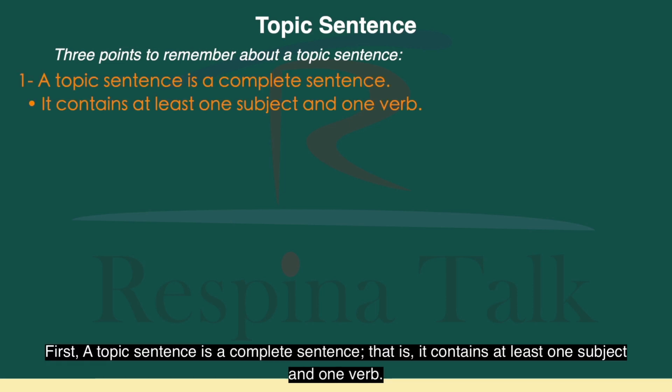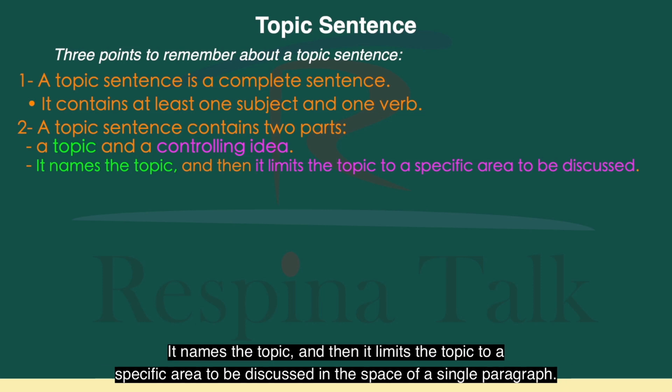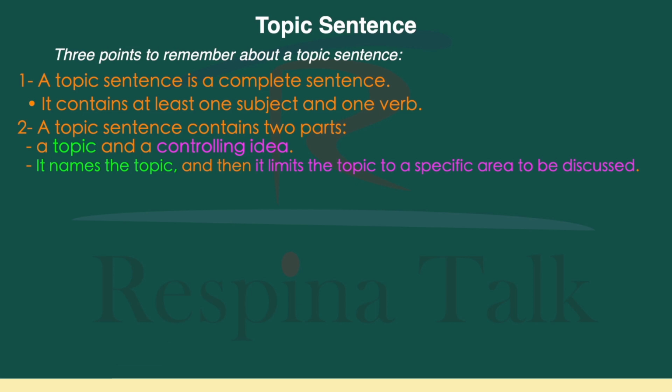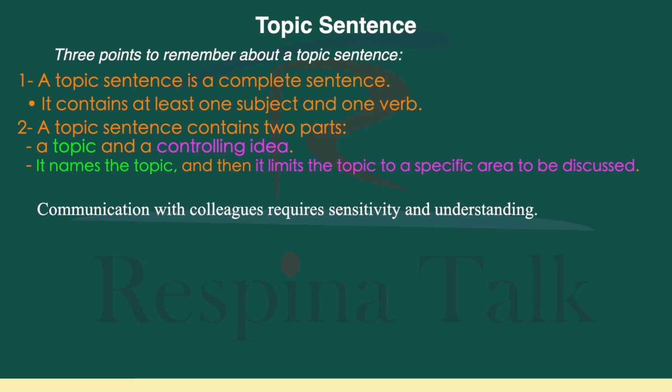First, a topic sentence is a complete sentence. That is, it contains at least one subject and one verb. A topic sentence contains 2 parts, a topic and a controlling idea. It names the topic, and then it limits the topic to a specific area to be discussed in the space of a single paragraph. Communication with colleagues requires sensitivity and understanding.